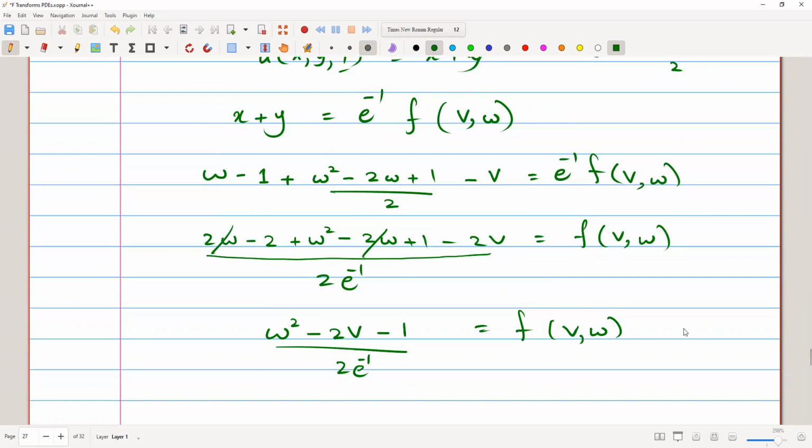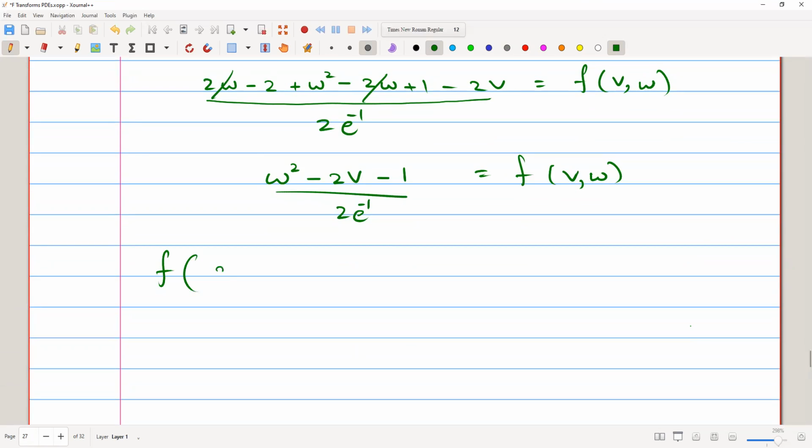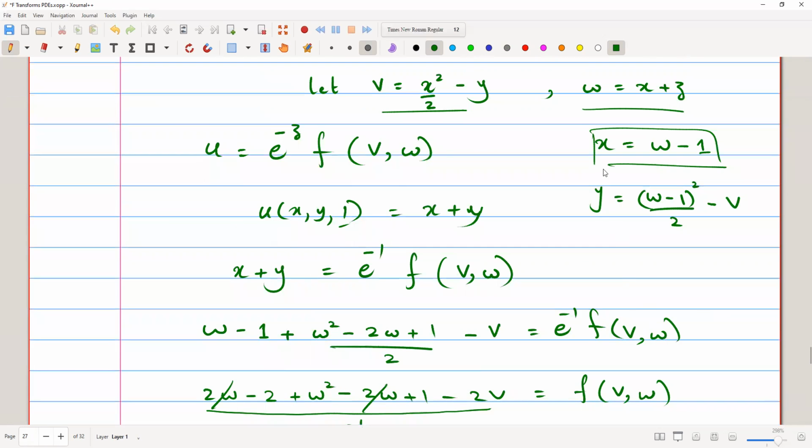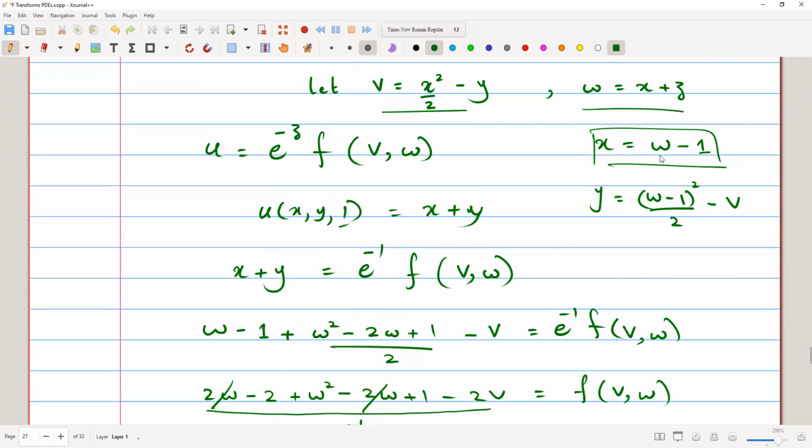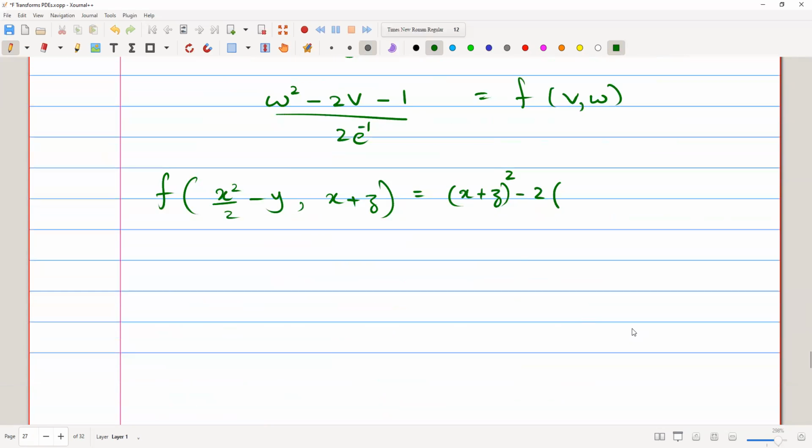Now this v comma w is nothing but just this function. So again we can write x squared over 2 minus y comma x plus z equals, now we are going to plug in the value of w in terms of x and y from here. So the value of w is x plus z. So we can write x plus z squared minus 2 times v. And v is nothing but x squared over 2 minus y. So it's x squared over 2 minus y. Then minus 1 divided by 2e negative 1.